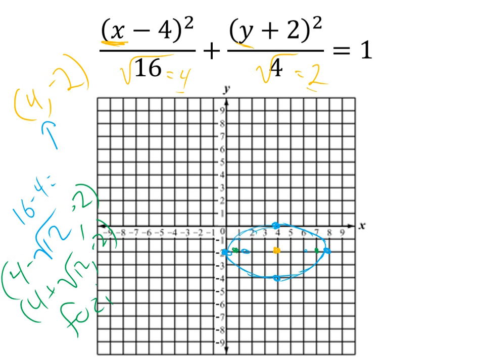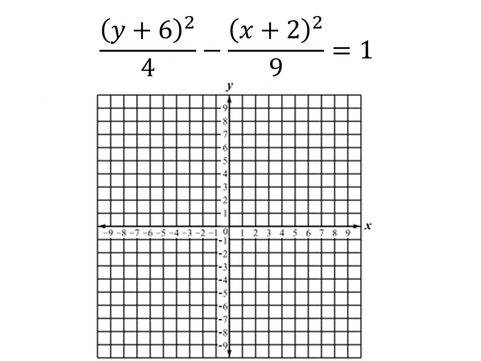And so that's for an ellipse. And what do you think the last one is going to be? Well, you probably think that, well, we've done the other two, so we're probably going to be doing a hyperbola. And you are correct in your assumption. We are going to do a hyperbola.